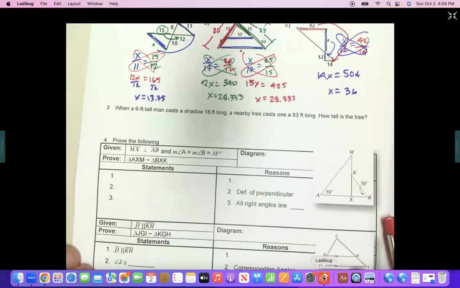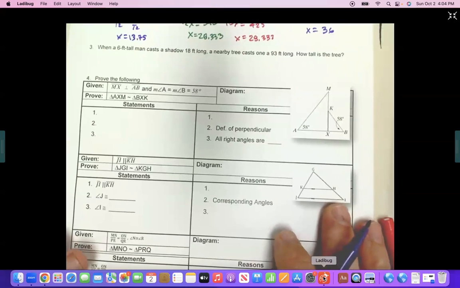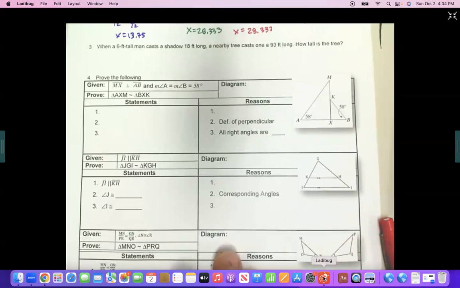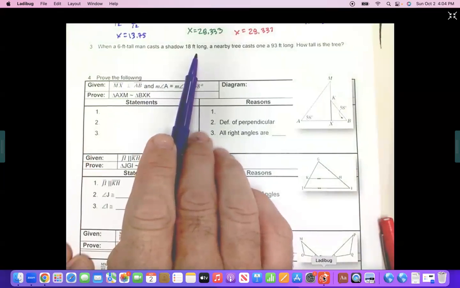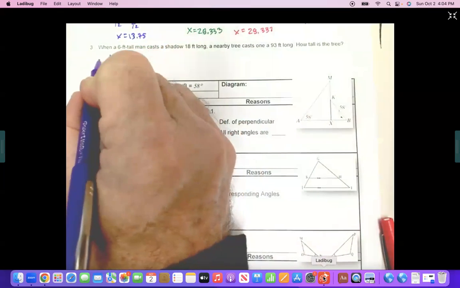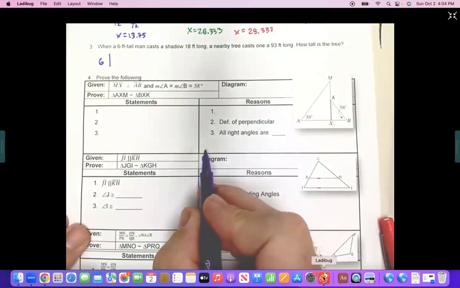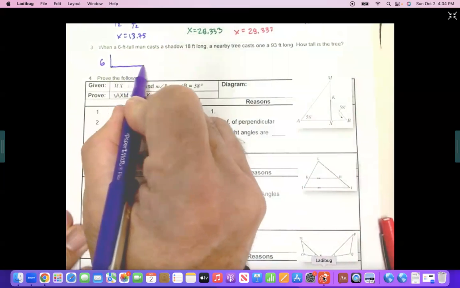Next one is a very common problem that you'll find in every single website, every single textbook that has proportional triangles in it, because this is a way that for millennium upon millennium humans have used shadows to measure lengths. Okay? And it goes like this. You have a person who is 6 foot tall, and at a certain time, that person cast a shadow along the ground of 18 feet.